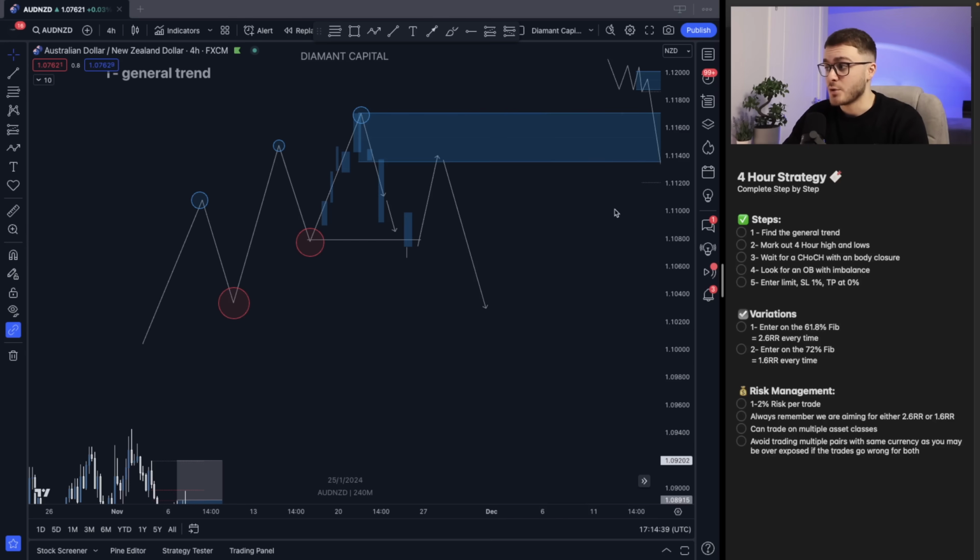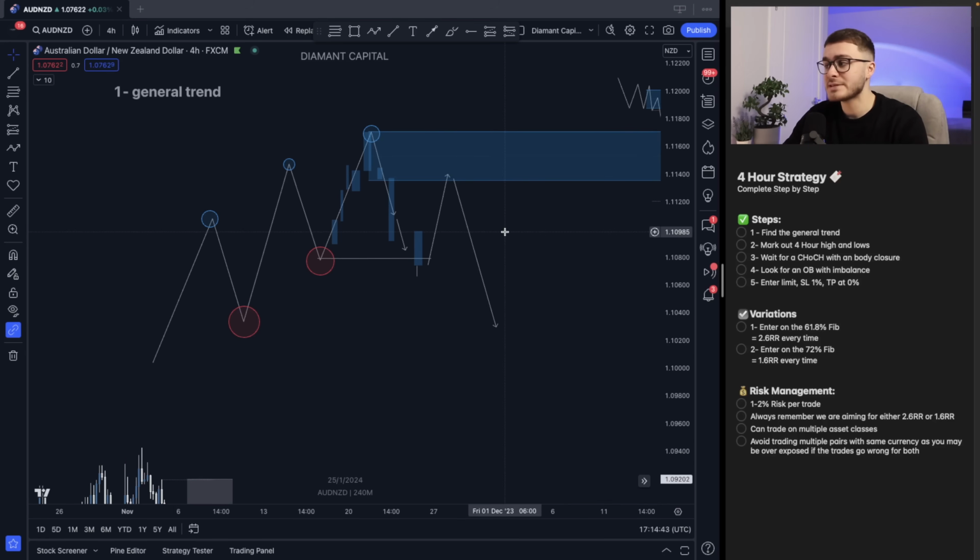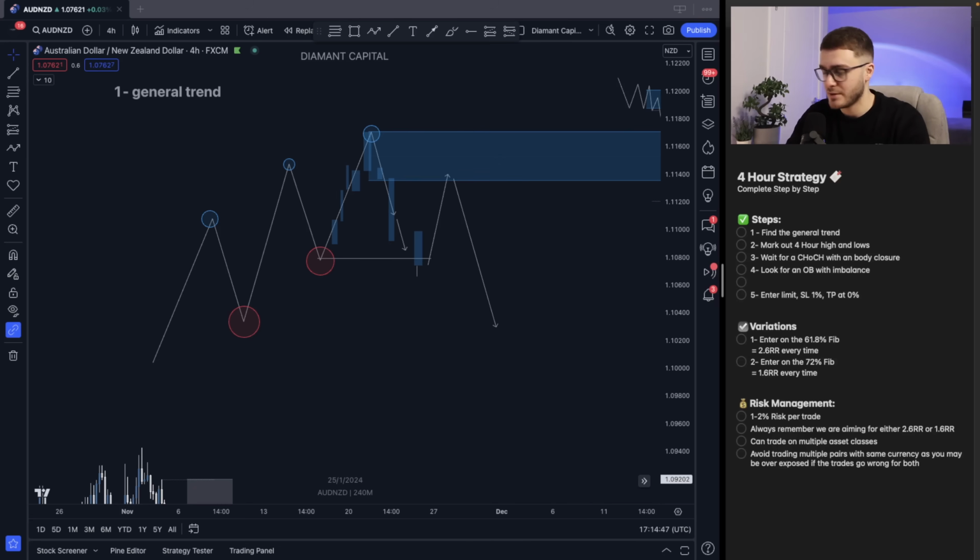For now, let's stick to this 4-hour strategy, because that's, at the end of the day, what you came for. So we look for an order block with an imbalance below in this case. And once that happens, we actually set our Fibonacci tool at the variations below.